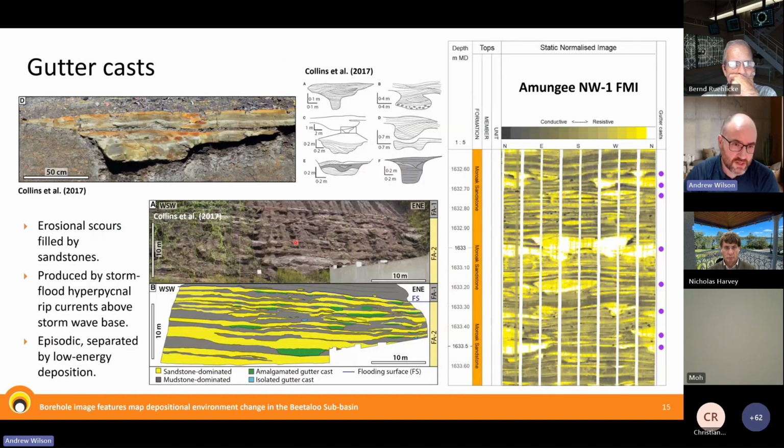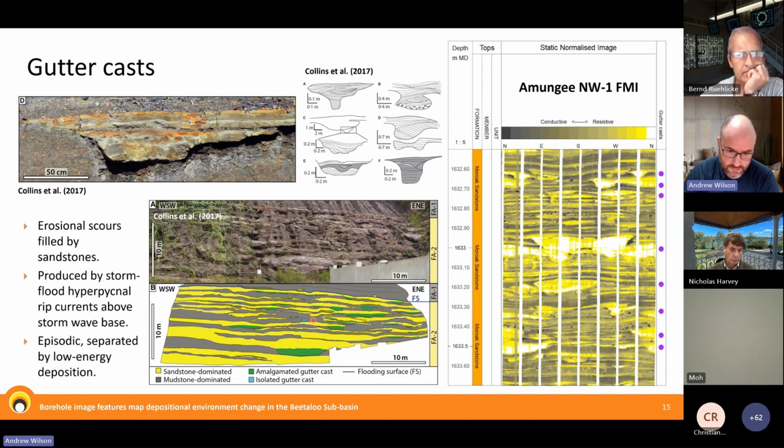Now, the other feature is these gutter casts. And I really think you should go look at this Collins et al. paper, which is the paper that defines the storm flood delta, which I'm going to talk about later. I'll fully reference this at the end of this. But effectively, the gutter casts are these erosionally based linear gutter features, which are filled with all kinds of different fills, from just mudstone to heterolithics to sandy bedforms, which show, really crucially, hummocky cross-stratification and swaley cross-stratification, which places them in the sort of lower shoreface of storm wave base. And these things occur in arrays like this.